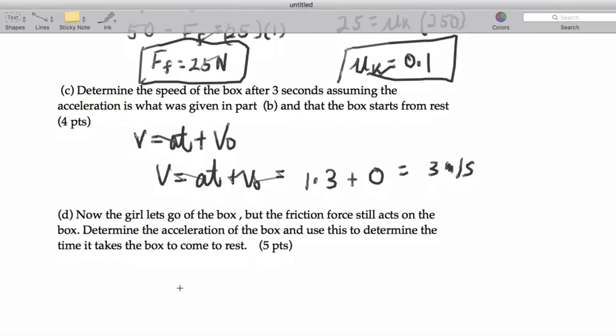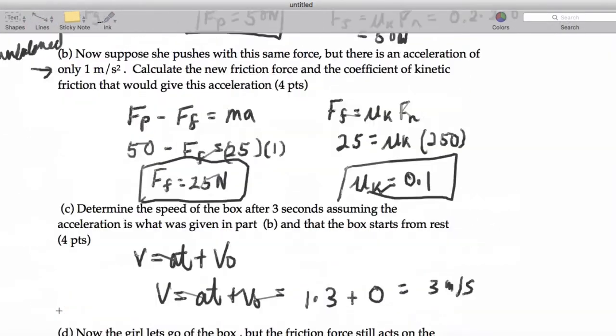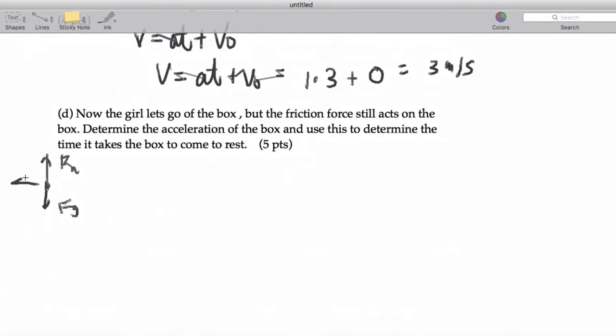Now, let's go to the box. If the friction force still acts on the box, we're going to determine the acceleration of the box and use it to determine the time it takes the box to come to rest. So we get a little bit of a new free body diagram here. We've got the normal force, we've got the weight force, and we have the friction force acting to the left. So now we have 0 minus the friction force because we have no force to the right now. And the effect of that is that the mass accelerates.